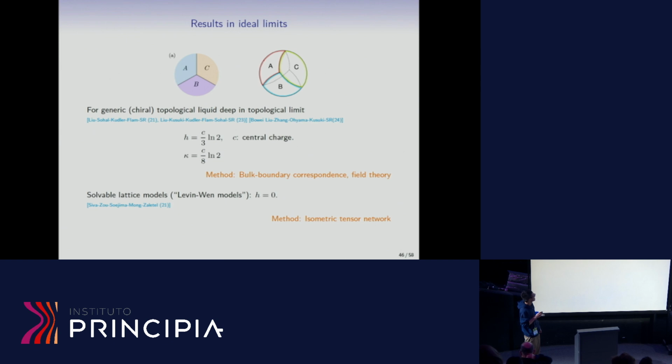In another paper from the UC Berkeley group, they studied once again an ideal model. In a sense, they took Levin-Wen models, and they have a technique called the isometric tensor network method. They use this technique to calculate H analytically, and then they got H equal to 0, which is the result for different cases. Okay.